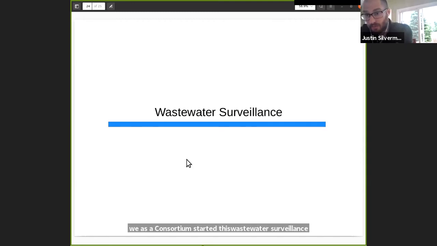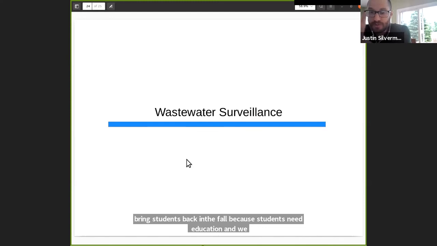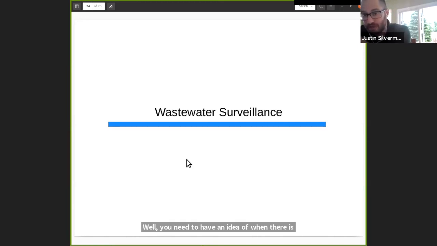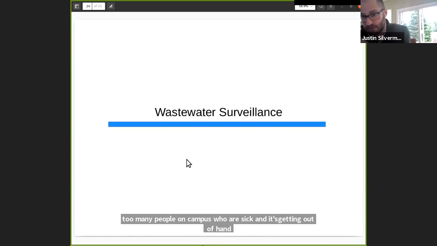To give a little bit more idea of the problem and why we were setting this up: we want to bring students back in the fall because students need education, and we can't just shut the university down. But how do we do it safely? Well, you need to have an idea of when there are too many people on campus who are sick and it's getting out of hand and you can shut it down, versus when you have a small number of infections, we can do contact tracing and isolate them and keep everything in control.